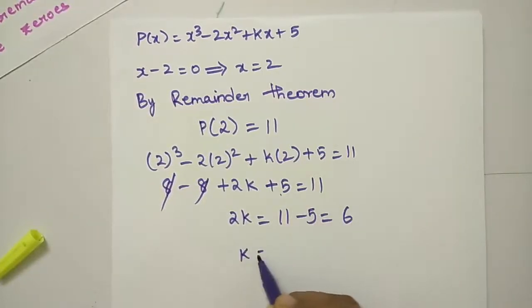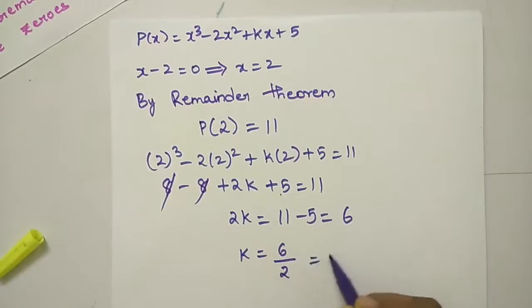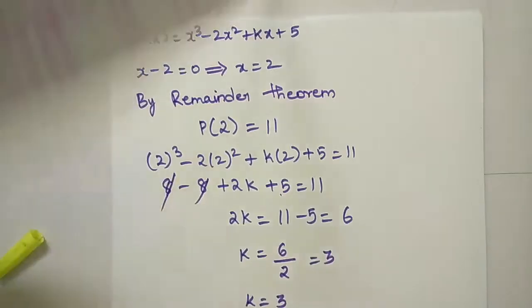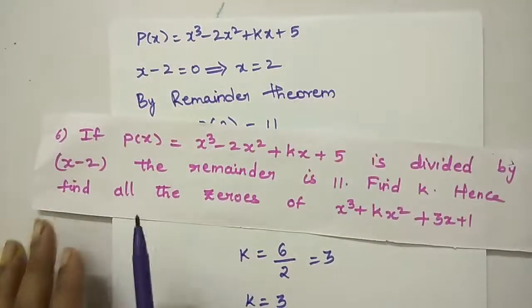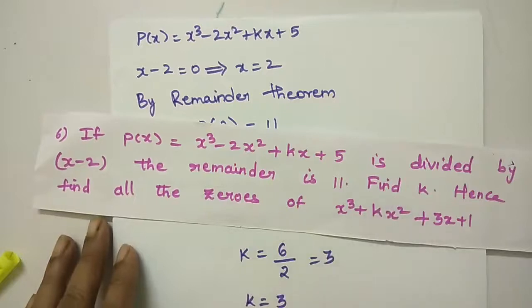So k equal to 6, the 2 becomes by. Is it not? 6 by 2 is nothing but 3. So we got the k value as 3. So we completed the first part of the question which they have asked. That is, they asked to find the value of k, which we have done.